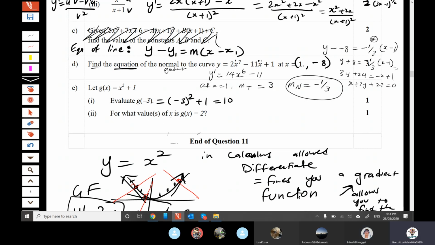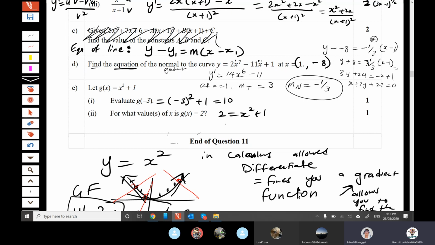For what values of x is g of x equal to 2? How do we do that one? What do we just write? 2 equals x squared plus 1. I agree. Does anyone disagree or not understand how that worked? No, we understand. G of x is 2. Okay. Eden, you might as well continue. Next line.